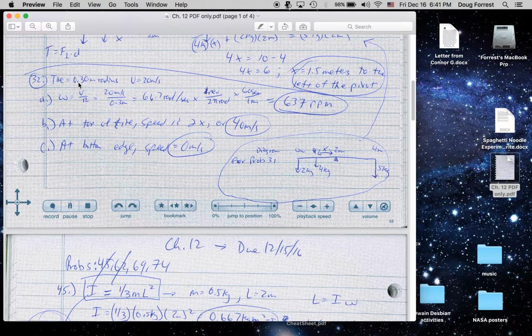a car's tire that is 60 centimeters in diameter. That's about 2 feet. The car is traveling at a speed of 20 meters per second. What's the tire's angular velocity in RPM?